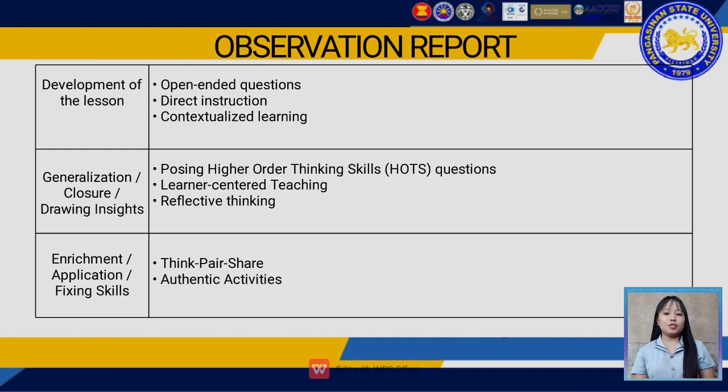And for the next procedure, which is the enrichment or the application or fixing skills, they use think pair share, wherein the teacher encourages the learners to work in a pair, then present it in front of class. And also they use the authentic activities, wherein they letting the learners have a group activity like role playing, highlighting hands-on learning.